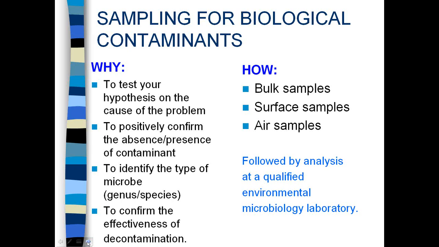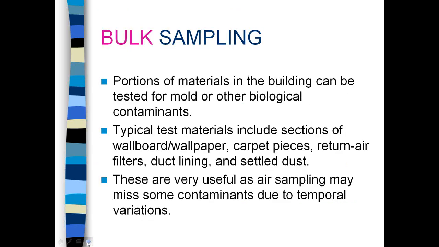Sampling is done using either bulk, surface, or air samples, followed by analysis at a qualified environmental lab. Now, with bulk sampling, portions of materials in the building are tested for mold or other contaminants. Things like wallpaper, a piece of carpet, the return air filter, duct line, even settled dust.